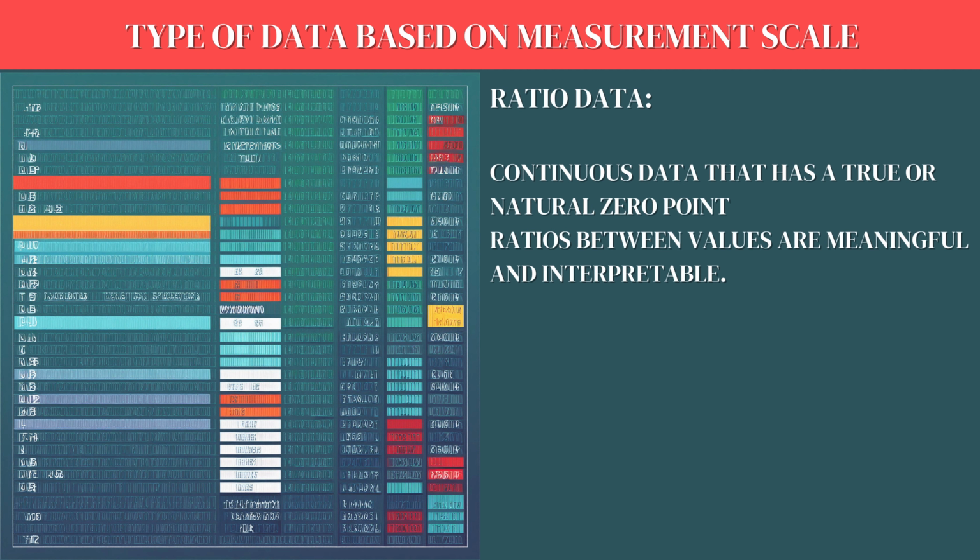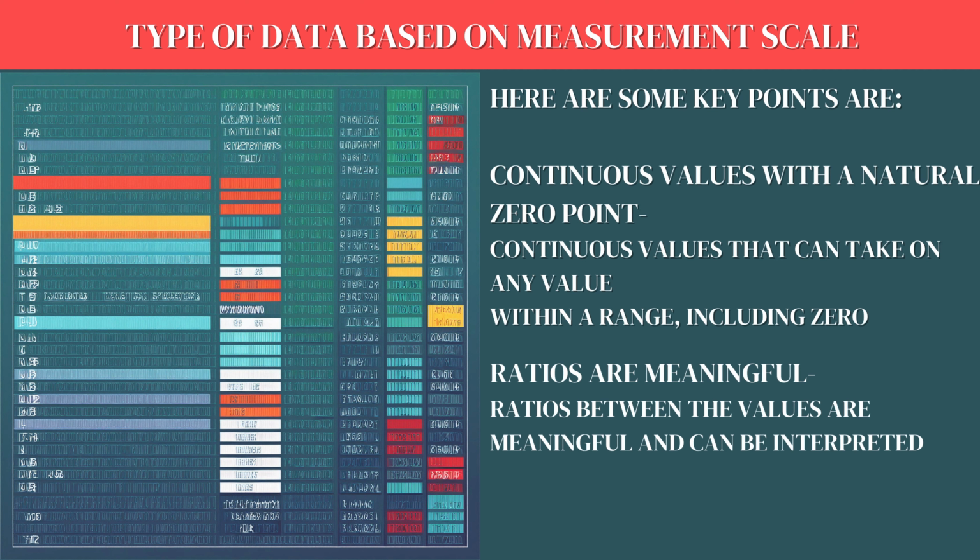Ratio data. It is a type of continuous data that has a true or natural 0 point, which means that a value of 0 represents the complete absence of the measured quantity. In ratio data, ratios or proportions between values are meaningful and interpretable. Here are some key points: continuous values with a natural 0 point.